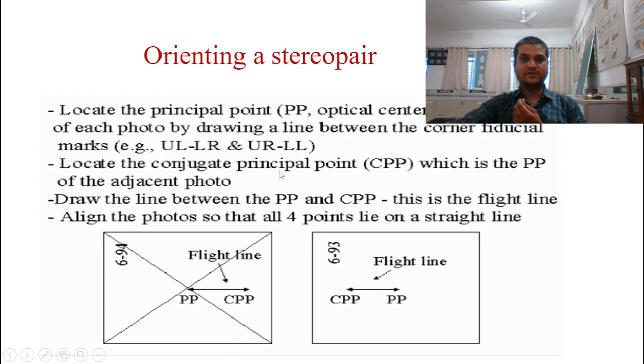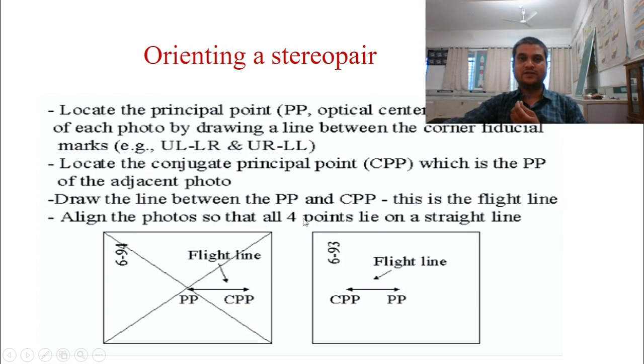Then locate the conjugate principal point, that is the CPP, with the PP on the adjacent photo. This is the adjacent photo, this is the CPP. After this, draw the line between the PP and CPP. You can see PP and CPP. This is the flight line. Okay, this is exactly known as your flight line.